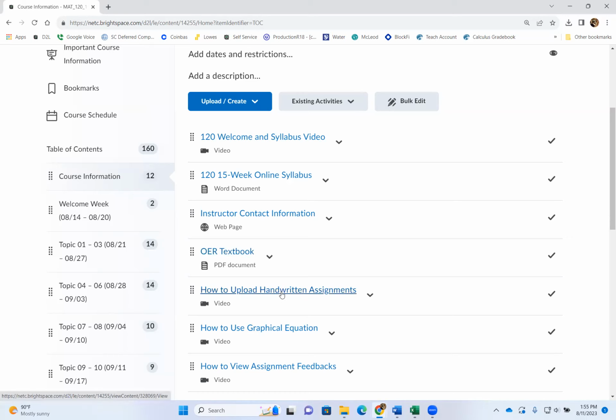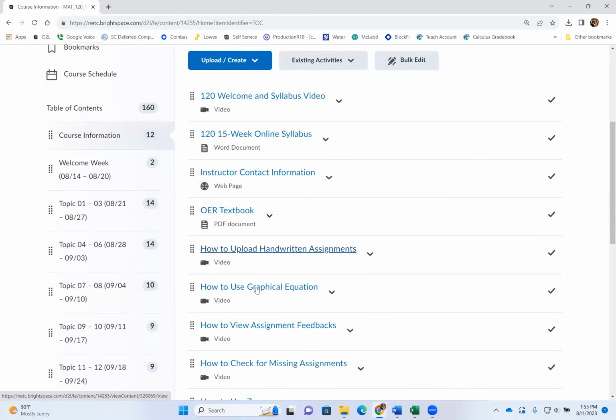How to upload handwritten assignments. That's referring to your notes taken. Just like I described earlier, this video shows how students take pictures of their notes and then email themselves those pictures, and then go to a computer, open the email, save the picture onto the computer, and upload it into the Dropbox.